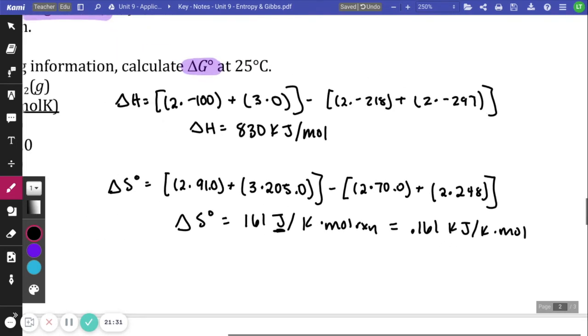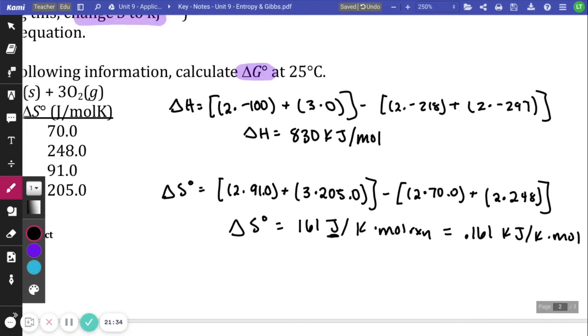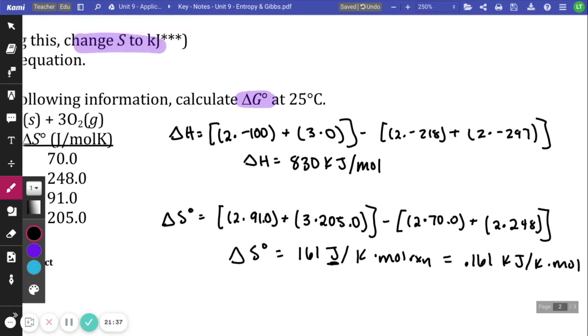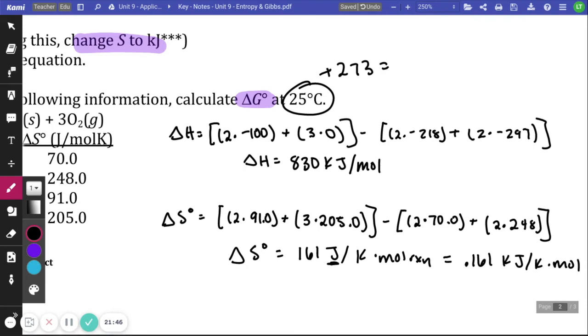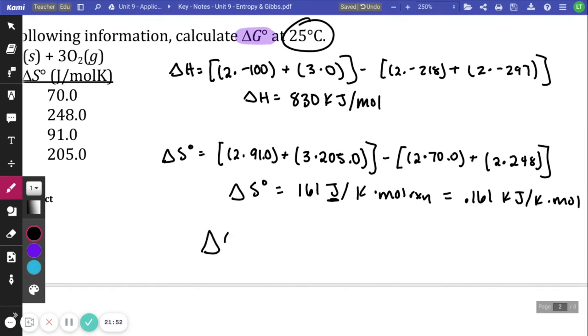Okay, now that we've solved for both of those, we can plug it into the Gibbs-Helmholtz equation. One thing to note is that our temperature does need to be in Kelvin. So remember, a nice and easy conversion into Kelvin is just to add 273. So 25 plus 273 gives me 298 Kelvin. So plugging it into my calculator, I have delta G is equal to my delta H, which in this case is 830 kilojoules per mole, minus my temperature, 298, times my delta S.